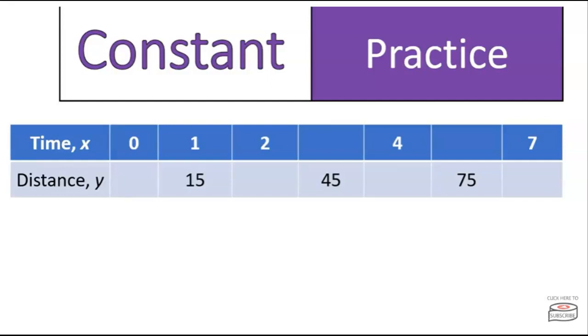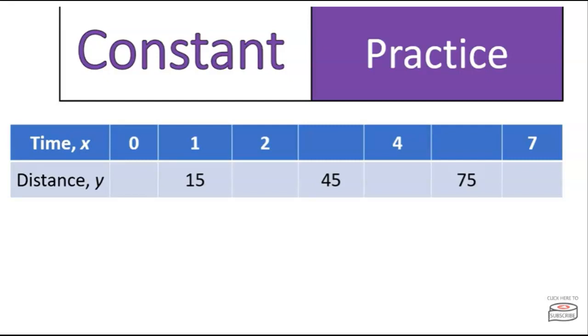This is the other type of table that you might be given. A table where you're told an x value, you're told a y value, and you're not given the constant, and then you have some missing x values and some missing y values. This is a very common question with constants.